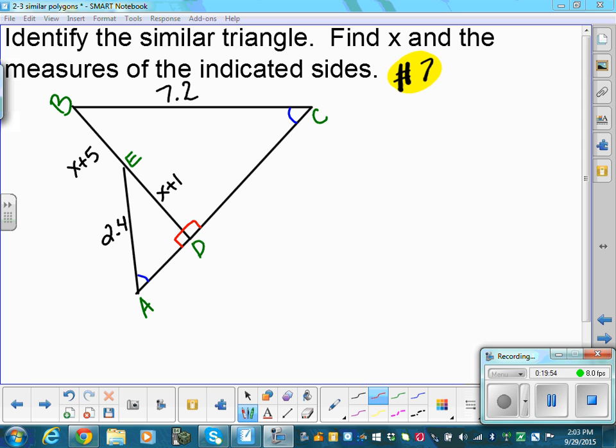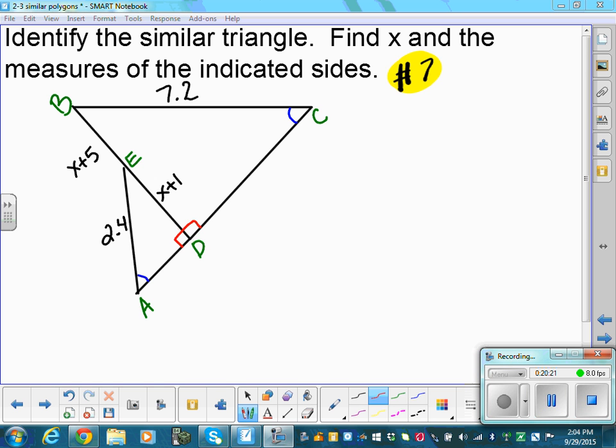Okay, I'm going to do number 7 with you. Here we go. It says, identify the similar triangles, find x, and find the measurement of the indicated sides. So once again, we're going to identify the similar triangles here. Then we're going to solve for x, and we only have to find the measure of the indicated sides. If there's an x on the side, then you'll have to go through and solve, okay? Before we can do that, we have to solve for x. And before we can do that, we're going to set up a similarity statement.